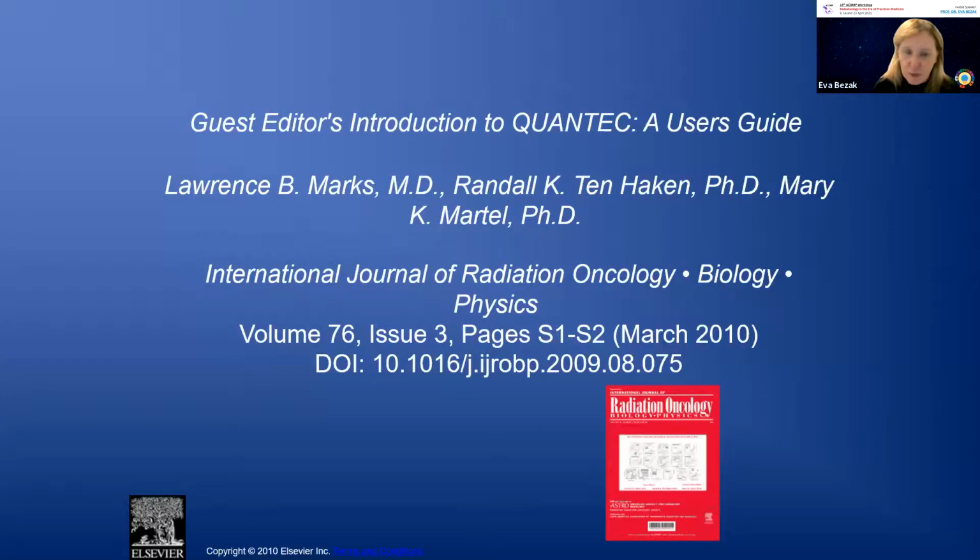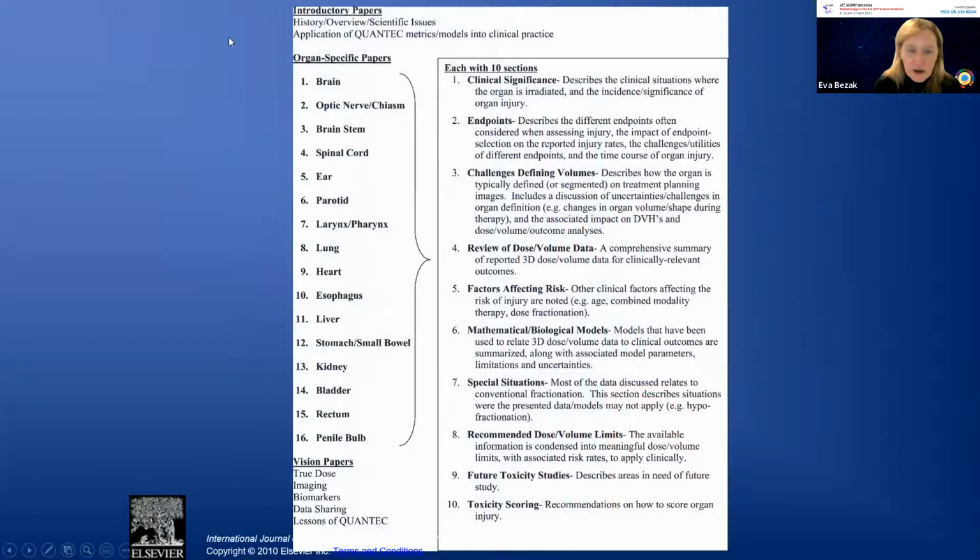data collection of papers. These are the organ-specific papers, starting from brain to optic nerve, optic chiasm, going through head and neck organs, lung, heart, esophagus, liver, finishing with rectum, penile bulb, and bladder. And each section is talking about clinical significance, endpoints, challenges in defining the volumes, conducts revision of those volume data, looks at factors that are affecting the risk, and then provides some mathematical biological modeling.